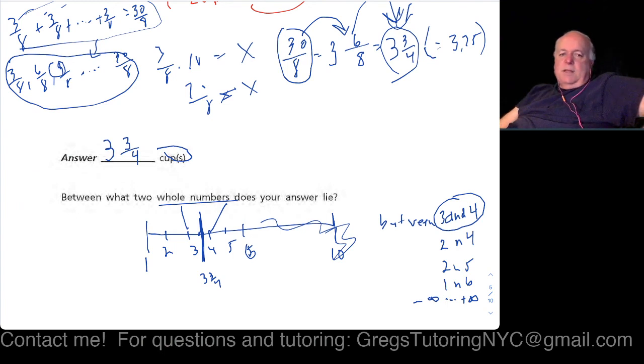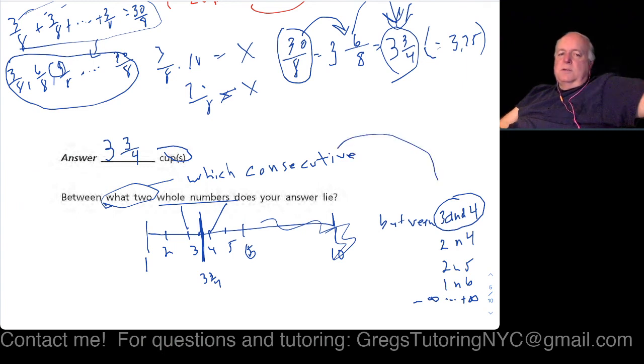And there's another term for this. Instead of between, it could say between which consecutive integers. So that means immediately following each other. So if they did that, the only answer would be 3 and 4, because they're whole numbers. It's not talking about fractions, decimals, rational, irrational. It's talking about just whole numbers on your number line. All right? So there we go.